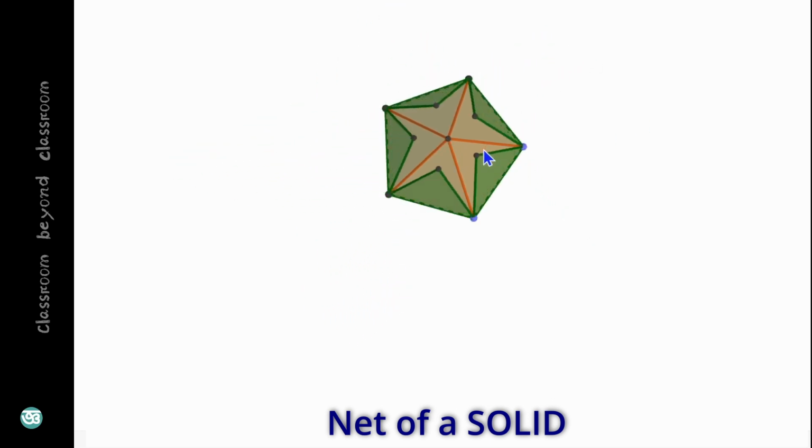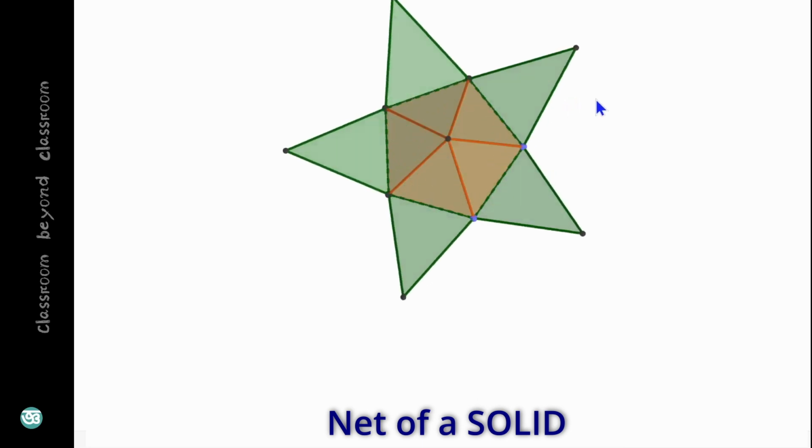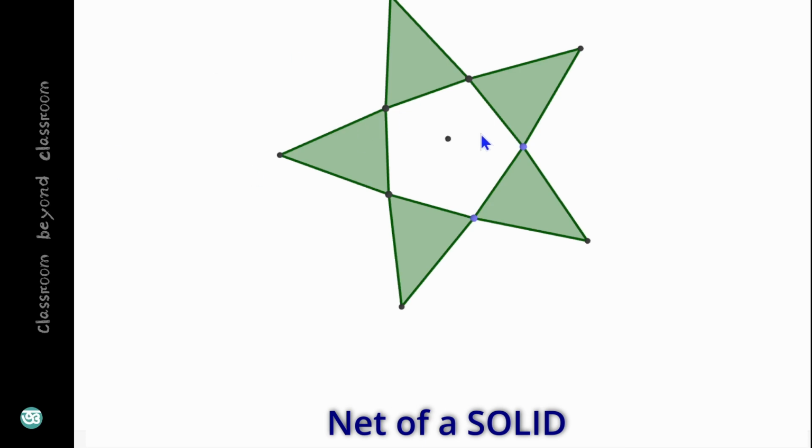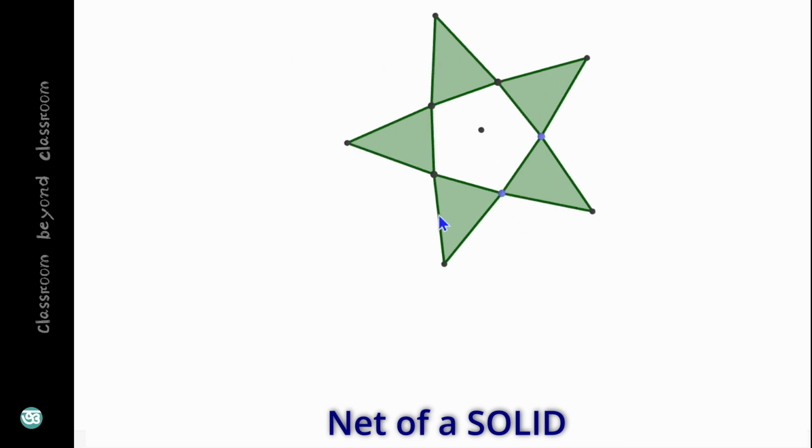So you can fold it like this again, and this is the unfolding of this. 1, 2, 3, 4, 5 triangles, which are the lateral faces of the pyramid. So by unfolding, in the net, what we get are 5 lateral faces of the pentagonal pyramid and the base face, which is a pentagon itself.